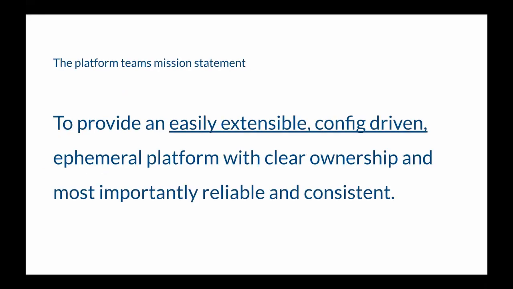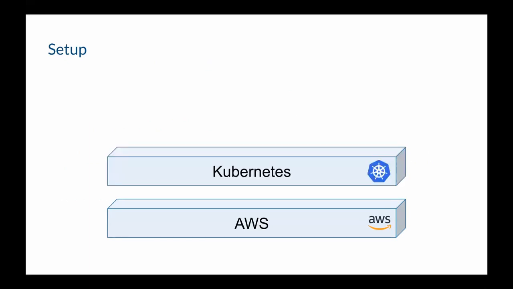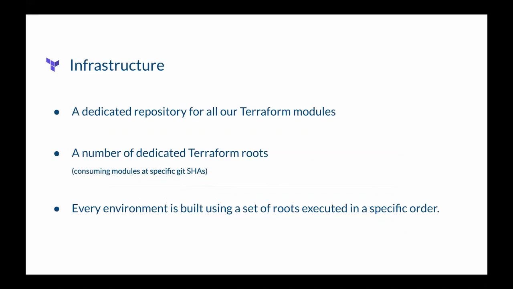So let's start with easily extensible and config-driven platform. As I said before, we run in Amazon, and then on top of Amazon, we run Kubernetes, and then on top of Kubernetes, we need to run the Mettle workloads. So this is a very, very simplistic diagram of what the platform looks like. From an infrastructure perspective, we have a dedicated repository for all of our Terraform modules.